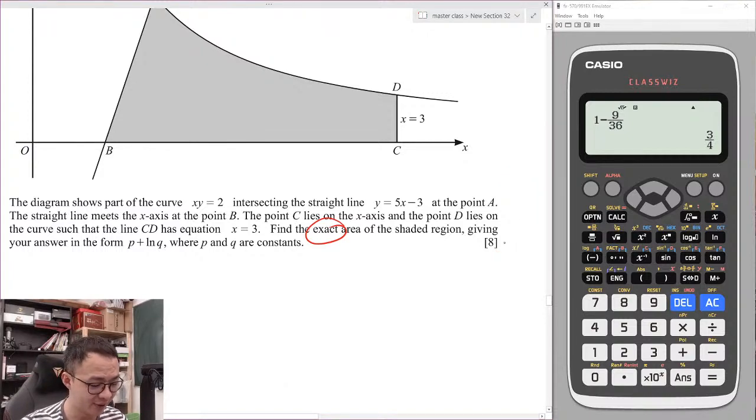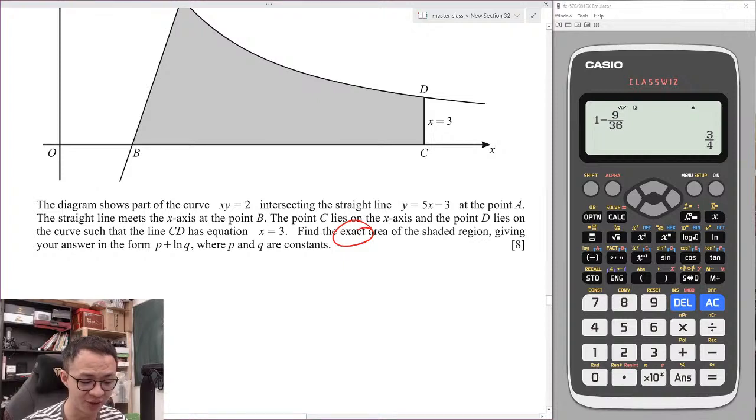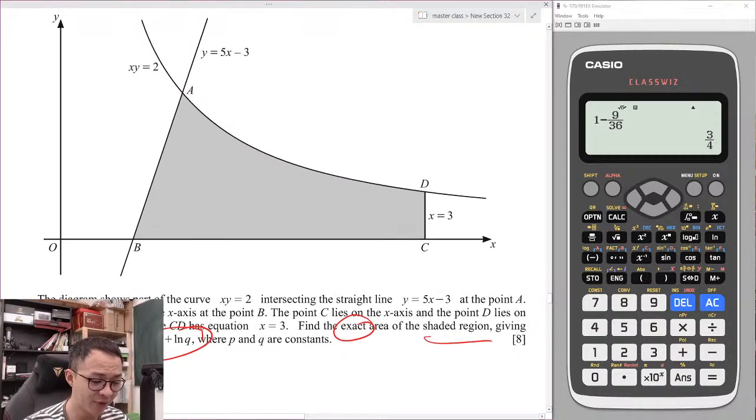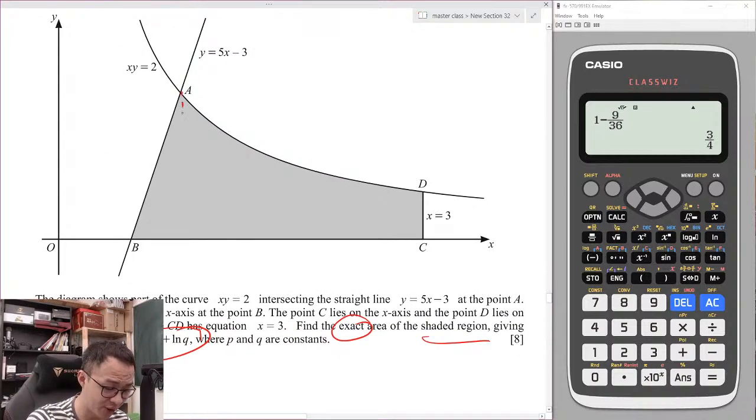Now I want to find the area of the shaded region, and then give your answer in the form p plus ln q. So we find the shaded area. I will separate this one by drawing a perpendicular line, or we call it a normal line, which is 90 degrees to the x-axis.